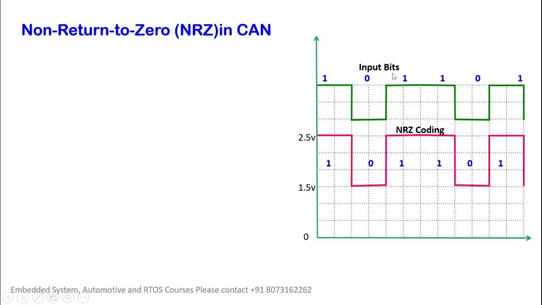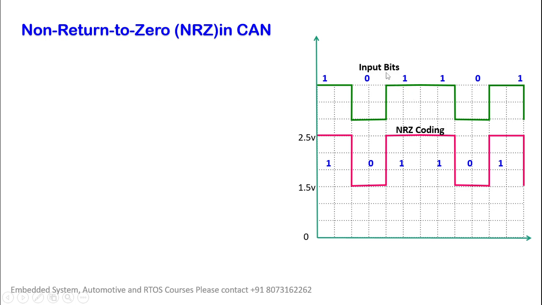You can see this is my input bits. These input bits are represented like 1, 0, 1, 1, something like that. And the full form of NRZ is non-return to 0. NRZ stands for non-return to 0, and we will not return to 0 voltage when we are representing our signals. This is called NRZ coding.